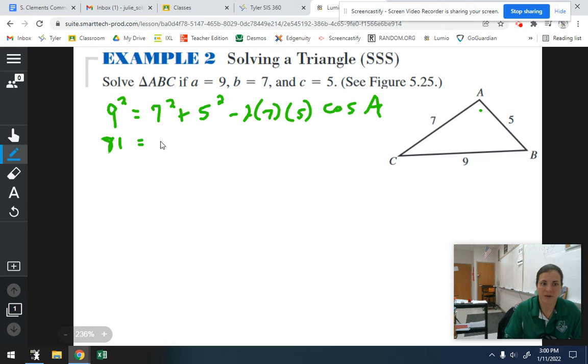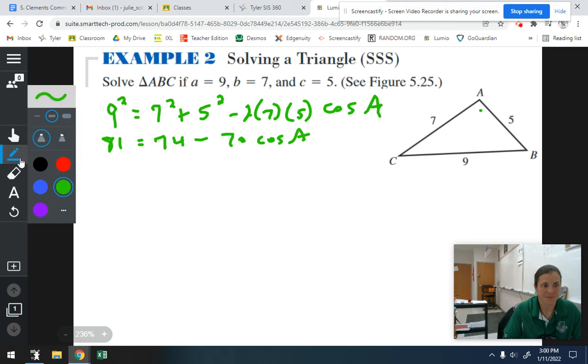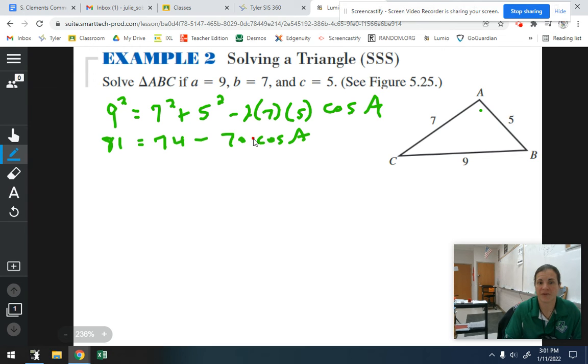This gives me 81. 7 squared and 5 squared is 74. And then right here, I've got to multiply. This is all multiplication. So 5 times 7 is 35, times 2 is 70. Okay, next, I want to start getting A alone. This is multiplication right here. This is the biggest part I see people messing up. That is multiplication. You cannot subtract these. So you got to start getting A alone.